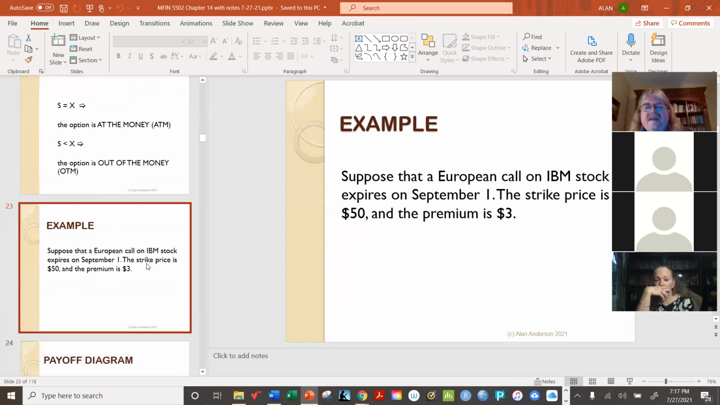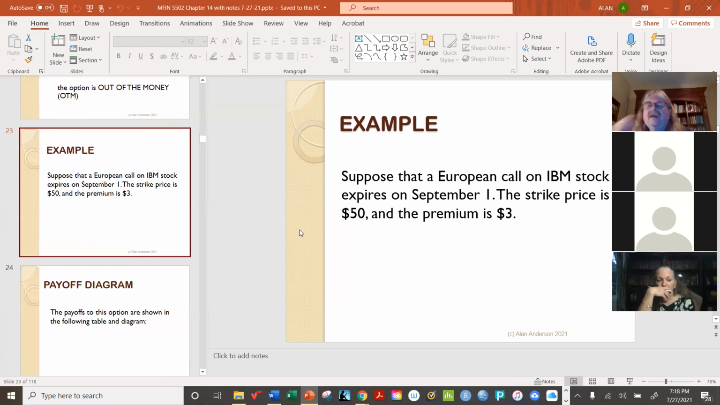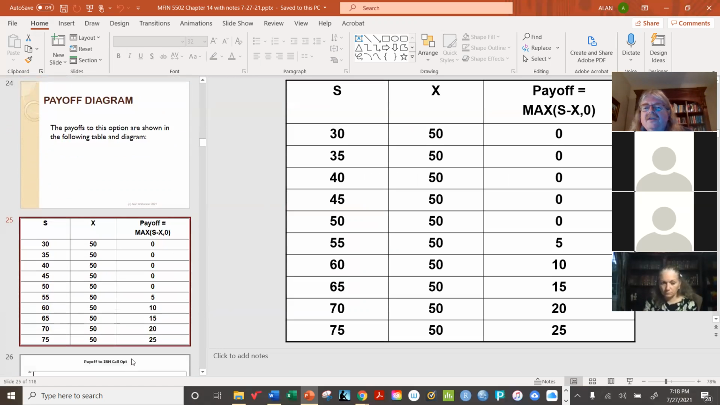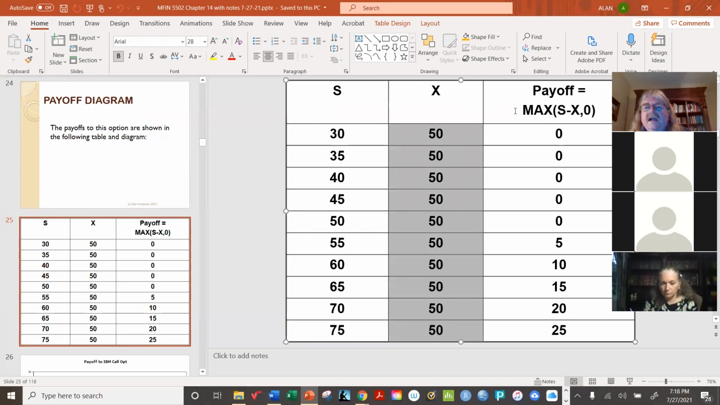But anyway, so here, now, I think this is as far as we got. So suppose now that we have a European call in IBM stock that expires on September 1st, and the strike is $50 and the premium is $3. Now, September 1st is down the road a bit. So what I've done is I've created a bunch of potential stock prices for September 1st. The strike price is locked in at 50. And so you can see we've used that formula to calculate the payoffs, all of which are zeros as long as the stock price is at or below the strike.